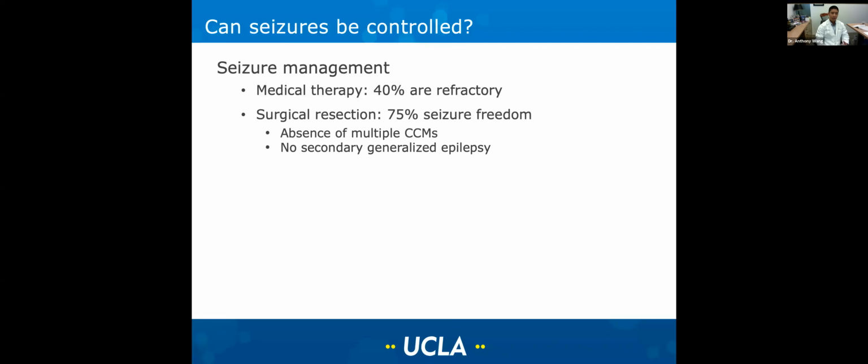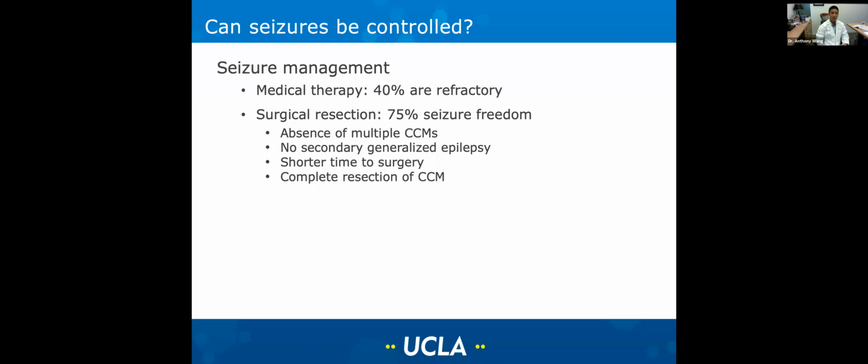That the seizures, the focal epilepsy, have not secondarily generalized, increasing the excitability of adjacent brain areas. And probably related to that, a shorter time to surgical intervention. In a couple of studies, 1 year was identified as a statistical cutoff point. And then complete resection of the cavernous malformation.